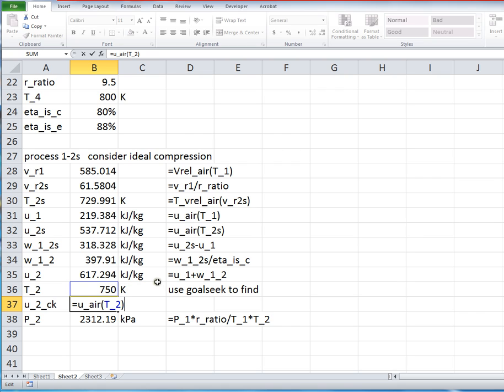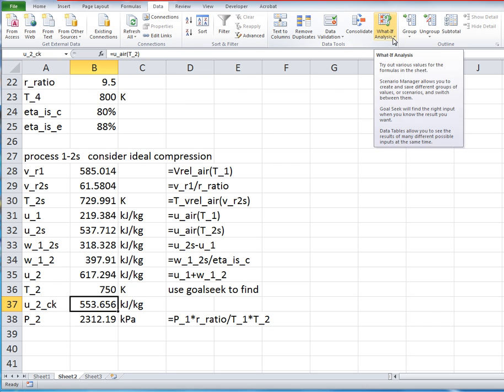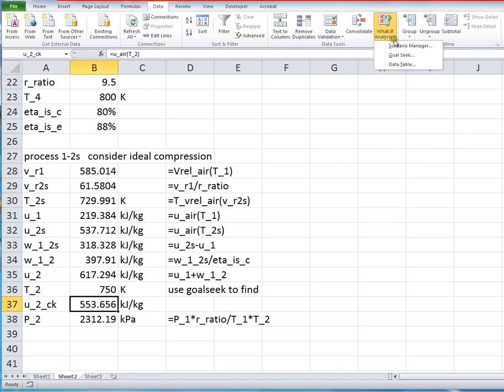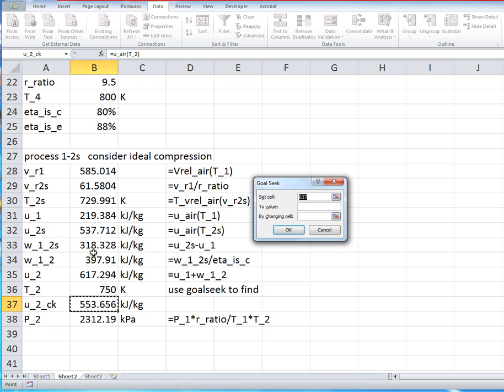So there's a function in Excel that I can use to do that. And we can do that. It's on the data tab under the What If Analysis drop-down menu, and it's called Goal Seek. So using Goal Seek, we can set some cell, in this case B37, to a particular value. What value? We want that cell to have the same value as U2.